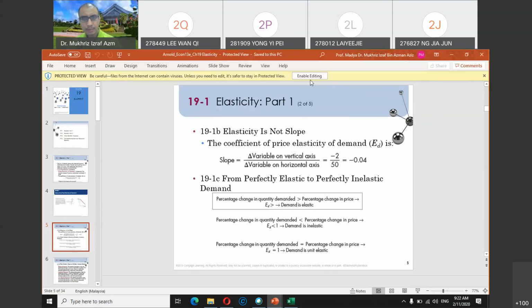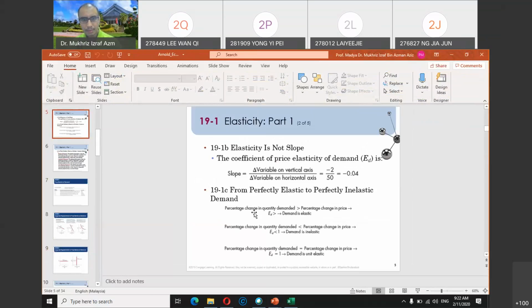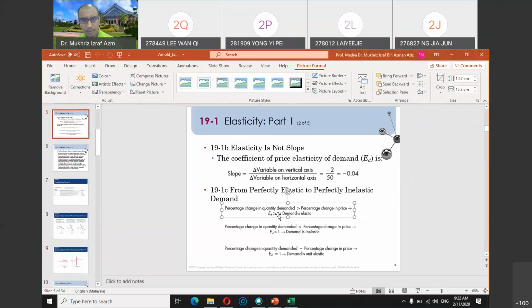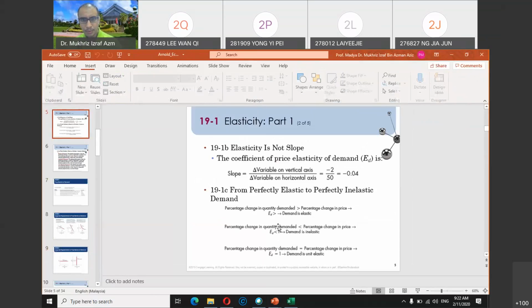Okay, so if you want to edit a bit on the slide here, but I don't think you can edit, it should be ED greater than one. If you want to edit or put a note here, it should be ED greater than one.